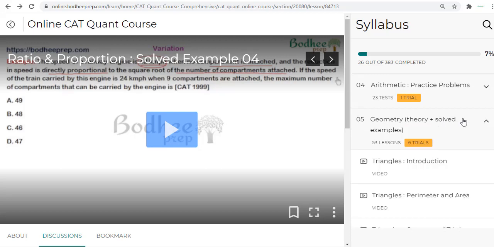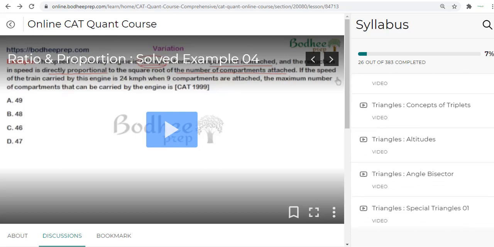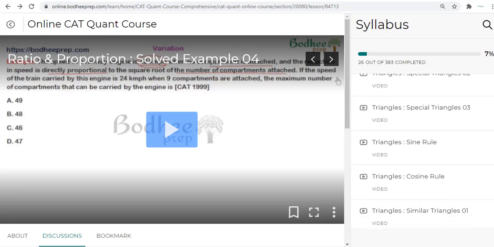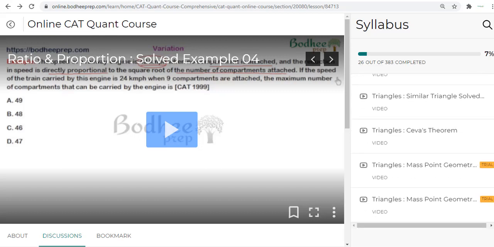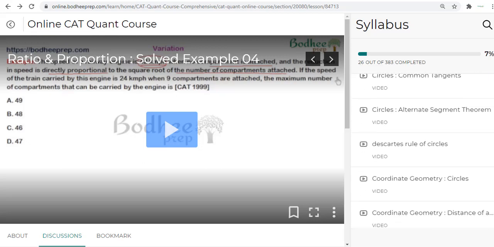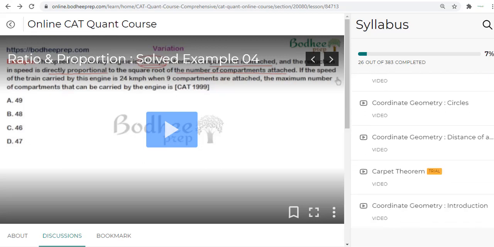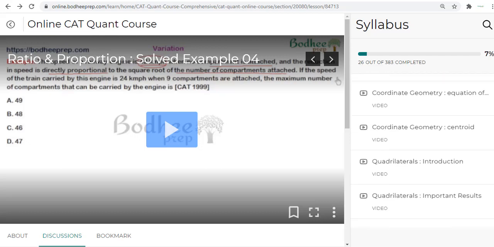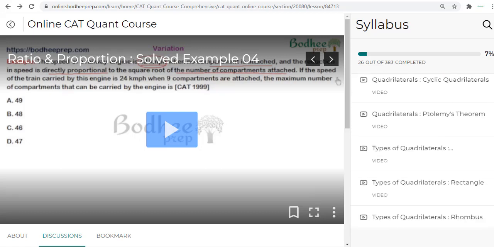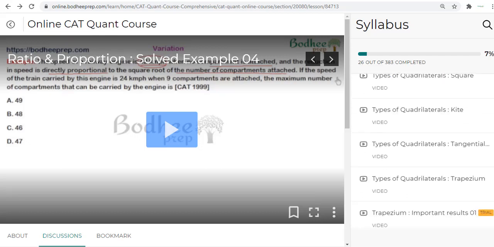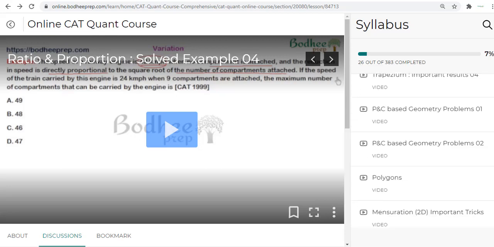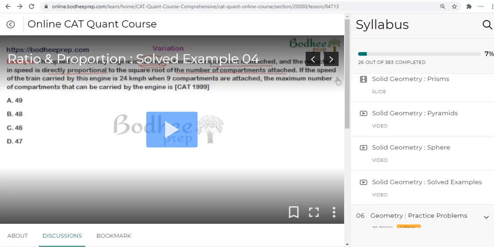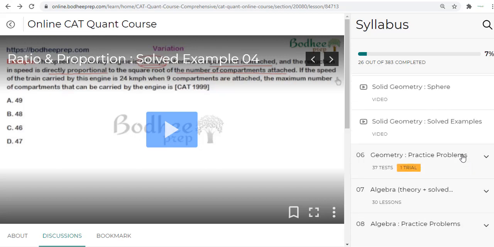In geometry you have triangles and all the different aspects of triangles, and everything is covered about triangles. Then you have mass point geometry, circles, common tangents, Descartes rule and coordinate geometry, Carpet theorem, all quadrilaterals, and types of quadrilaterals. You can look at the exhaustive coverage of each and everything: PNC based geometry problems, polygons, mensuration, solid geometry, and then you go to the practice problems.